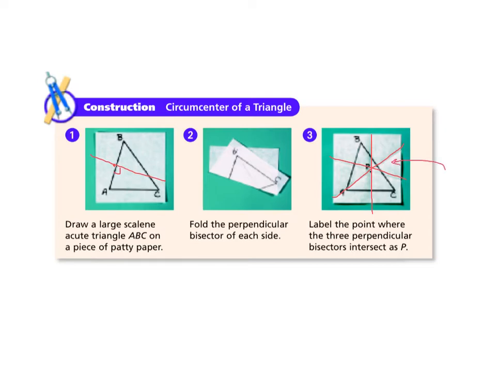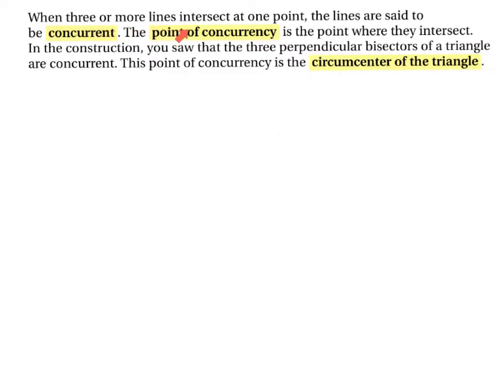They intersect at a point, and they called this point P. When three or more lines intersect at one point, the lines are said to be concurrent. So concurrent is when three or more lines intersect at one point. The point of concurrency is the point where they intersect. In the construction, you saw that the three perpendicular bisectors of a triangle are concurrent because they all intersected at a point. That point of concurrency is called the circumcenter of the triangle.